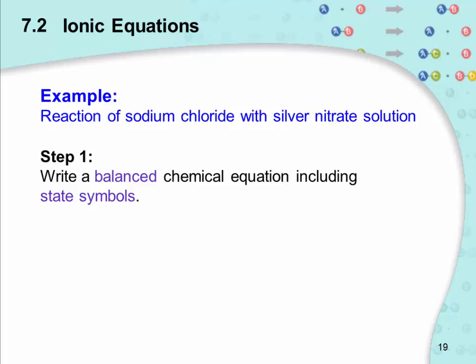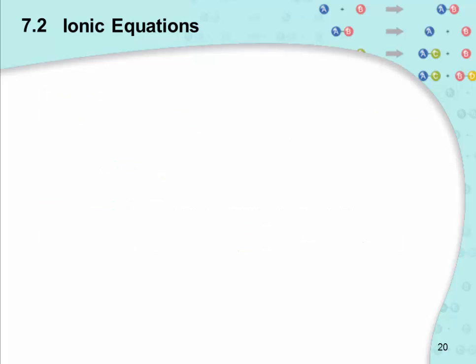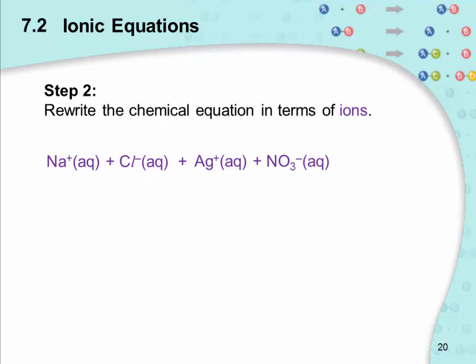Okay, let's look at the reaction of sodium chloride and silver nitrate. First, write a balanced chemical equation. Check its balance with state symbols. Now, among all these two reactants and two products, silver chloride is a solid. So a solid need not be broken down, and the rest will be broken down into ions. Sodium chloride, silver nitrate. Take note, silver chloride was not broken down, and the rest are broken down.